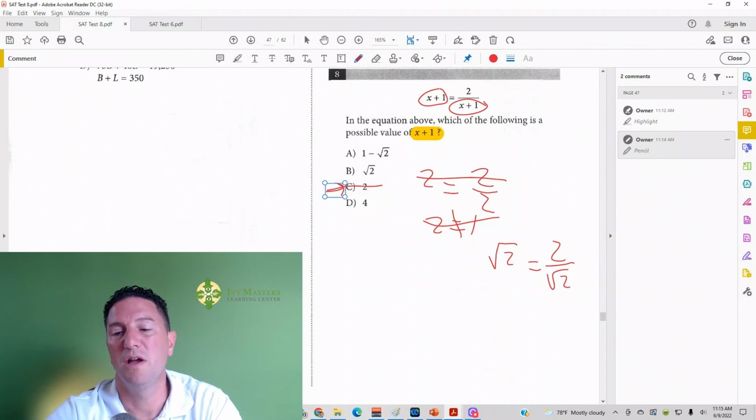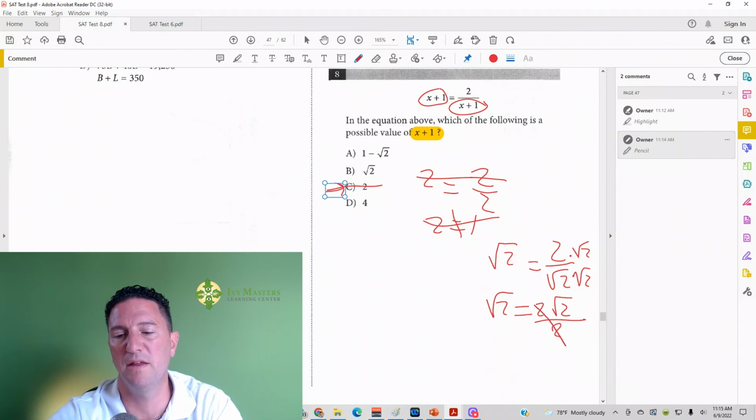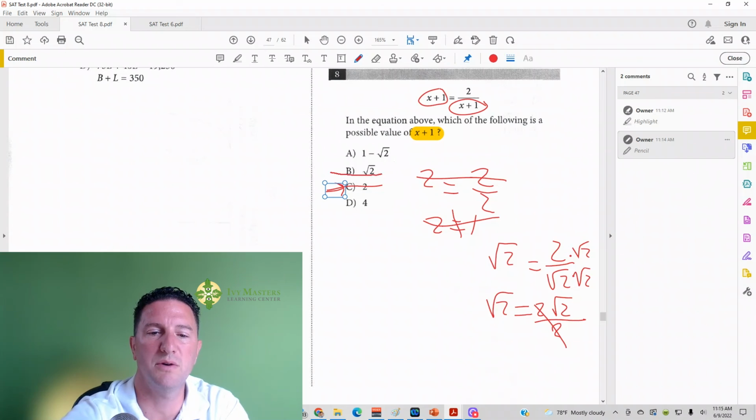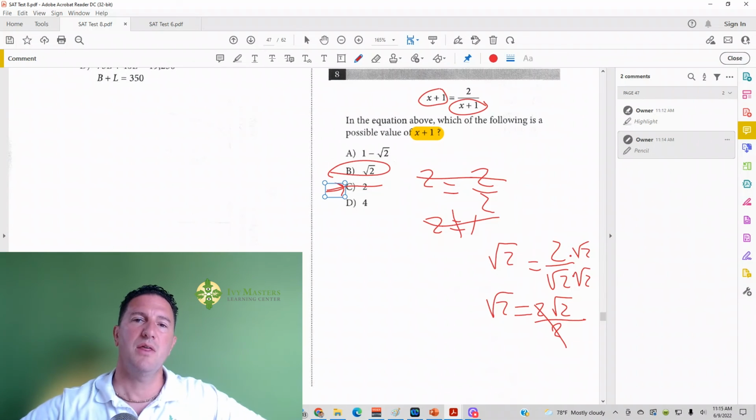So what do you do? You multiply the top and bottom by the square root of 2. And what we wind up with at that point is square root of 2 equals 2 root 2 over, and the square root of 2 times square root of 2 will give you 2 in the bottom, and then the 2's cancel. Square root of 2 equals square root of 2. Correct answer is B.